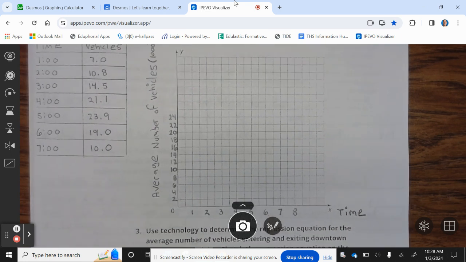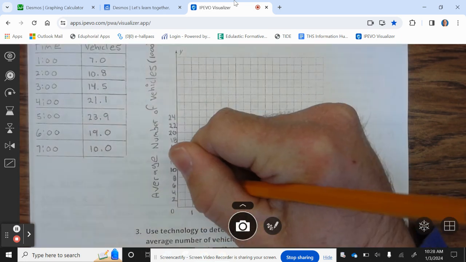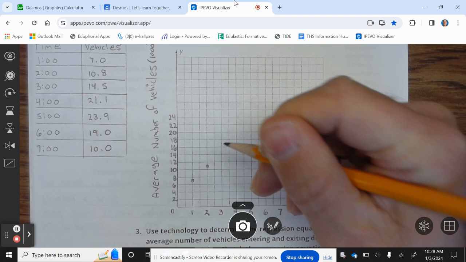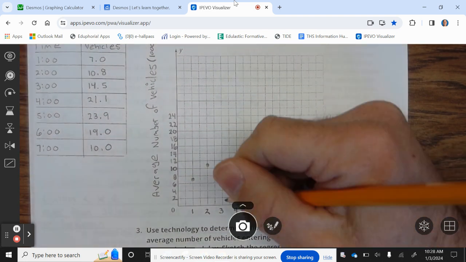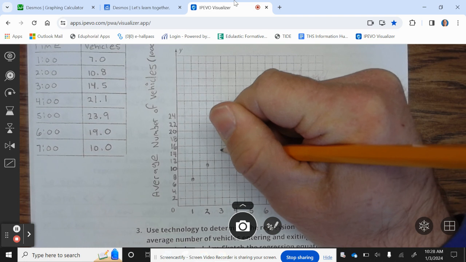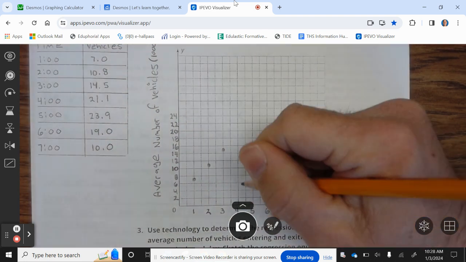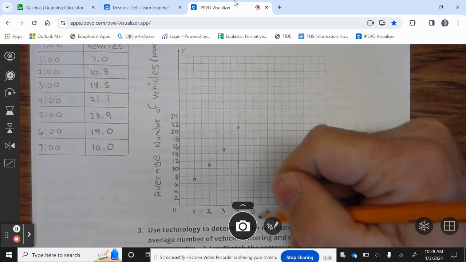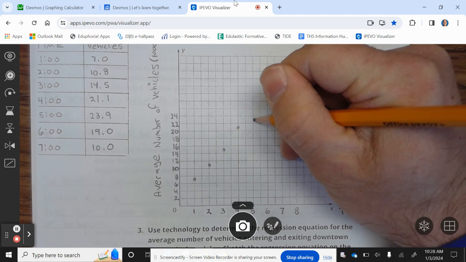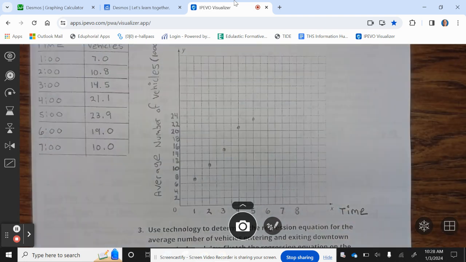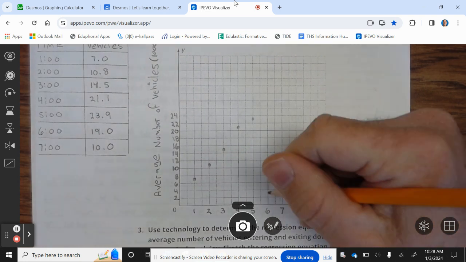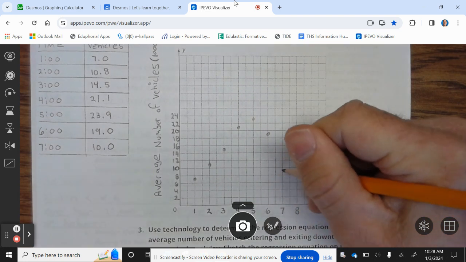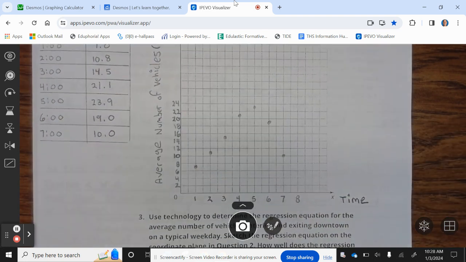Okay, so let's go ahead and plot our points. So 1, 7 is right here. 2, 10.8 is about right here. Some of the points you're going to have to approximate. 3 is 14.5, which is about right there. 4 is 21.1, which is about right here. 5 is 23.9, which is right here, or about right there. And then 6 is 19, which is about right here. And then 7 is 10. All right, go ahead and complete your scatter plot.